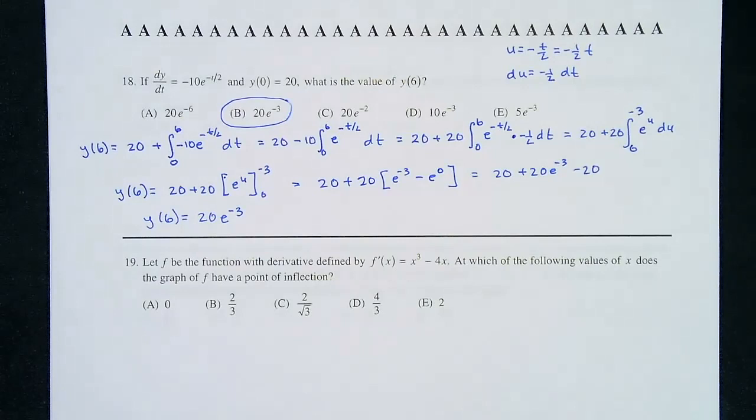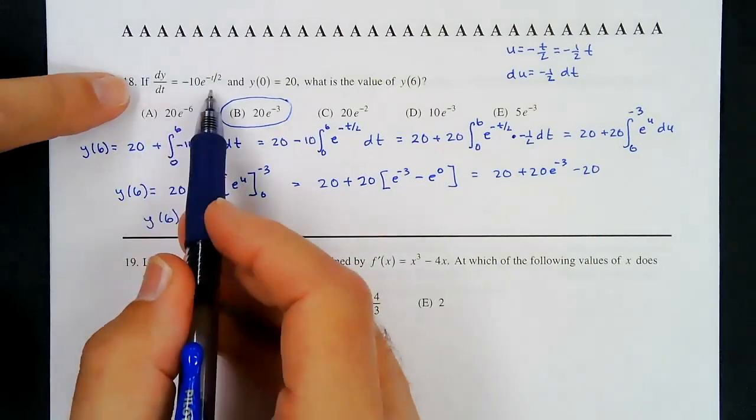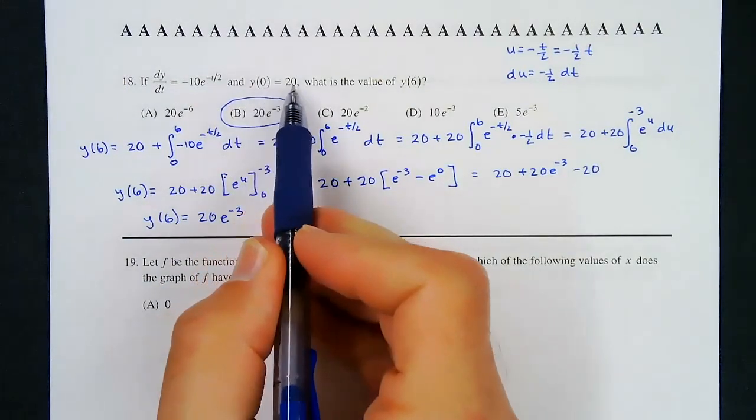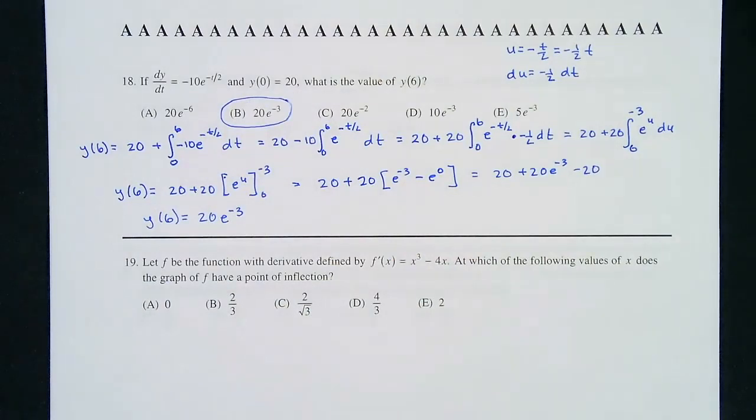So like I said, this is not the only way you could do this problem. You could do separation of variables, well, not really separation of variables, but you could treat this as a differential equation, and you'd get a function of y. Then you'd have to find your constant by plugging in 0 and 20 for your t and your y. And then you'd have a function, and then you'd have to put the 6 in. I don't know which one's faster. I think they both take a little bit of time. Okay, let's go to the next problem.